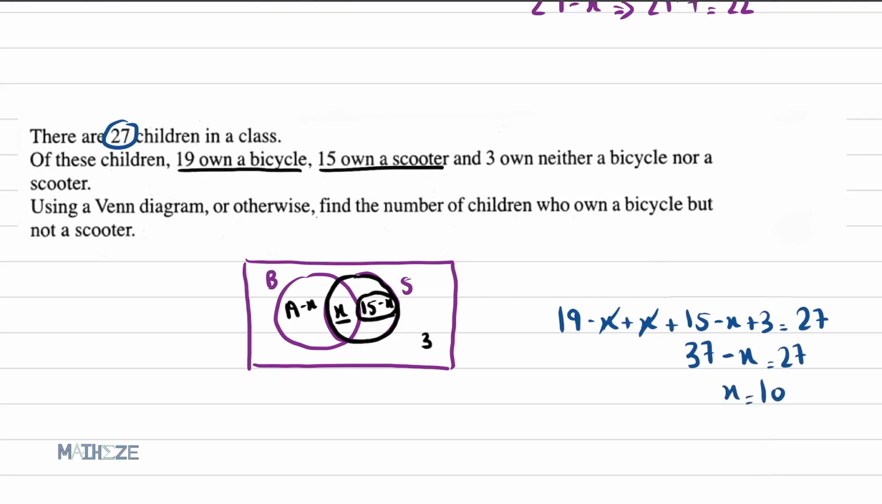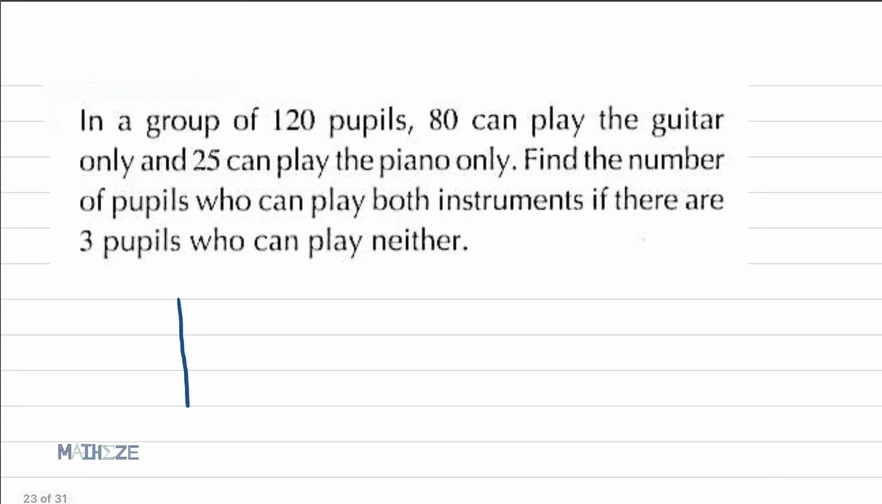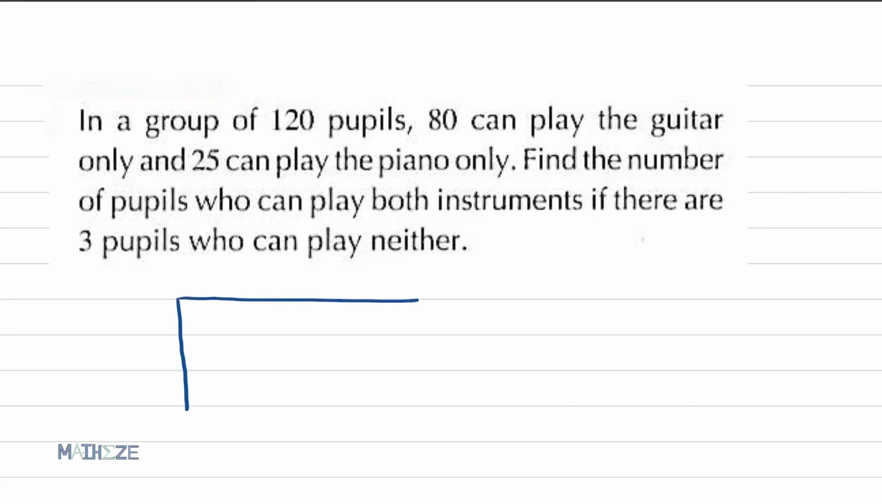Now it says find the number of children who own a bicycle but not a scooter. That means only bicycle. It's going to be 19 minus x. That's 19 minus 10, which is equivalent to 9. Got this? Okay, now let's do one last question. It says in a group of 120 pupils, 80 can play the guitar, right? And 25 can play the piano only. Okay.